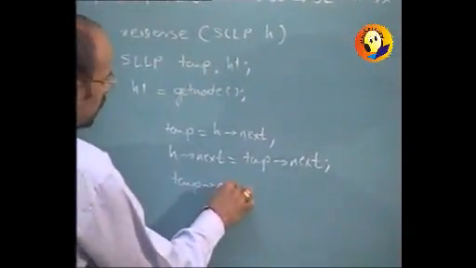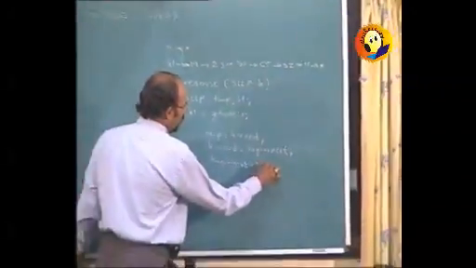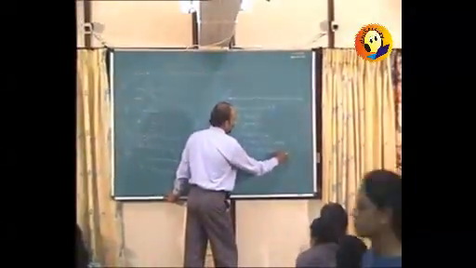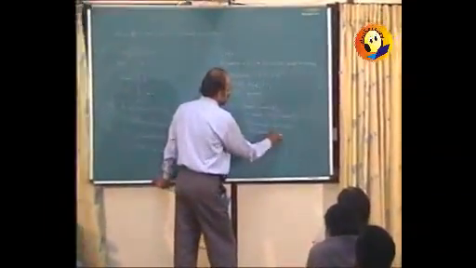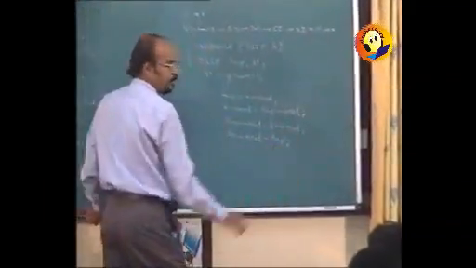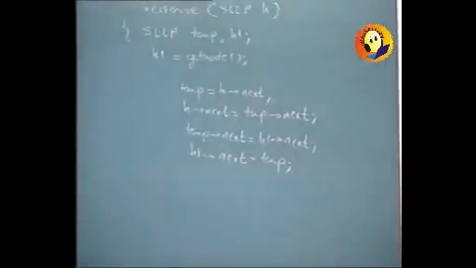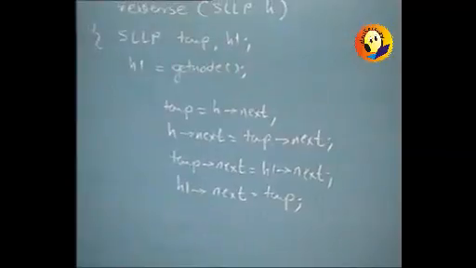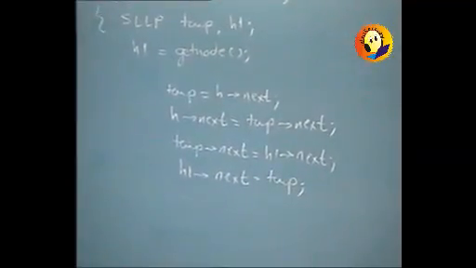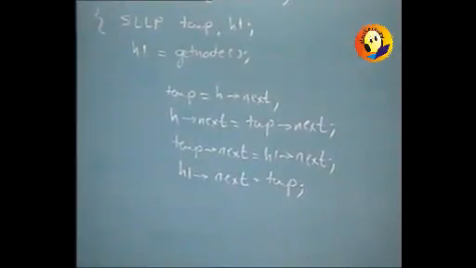Temp arrow next should point to H1 arrow next, and H1 arrow next should point to temp. So this attachment has been done. ये तो हमने पहले ही निकाला था, right? And then repeat. कब तक? जब तक H arrow next null नहीं होता.